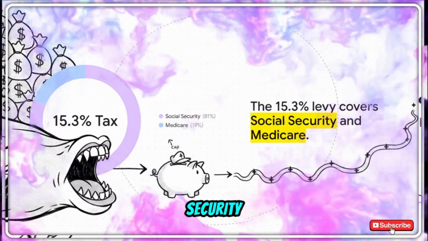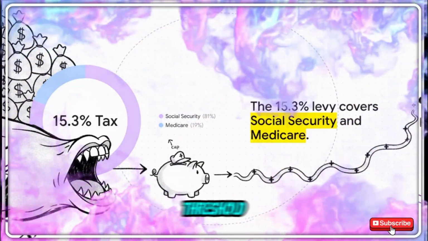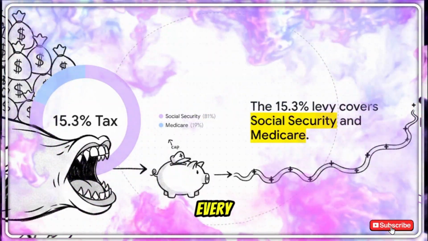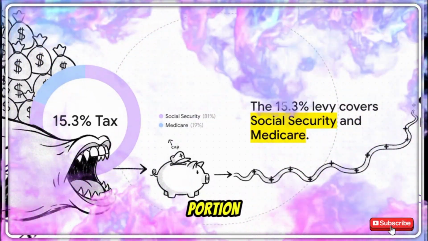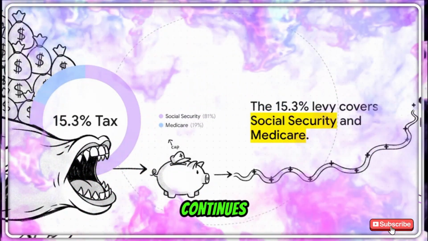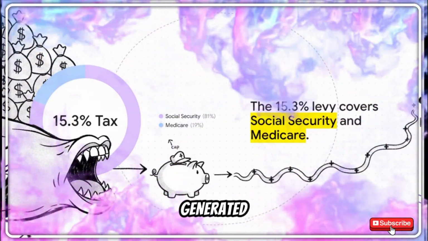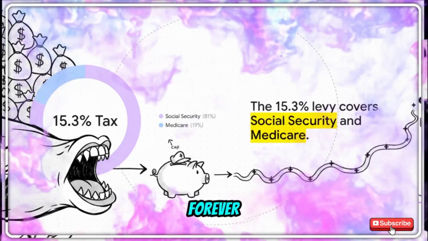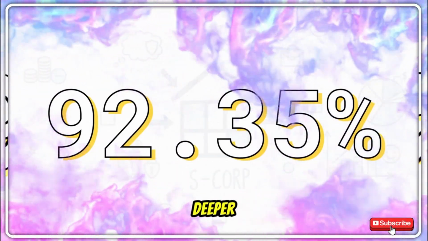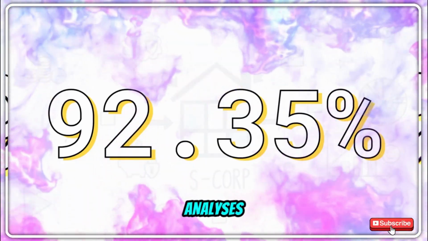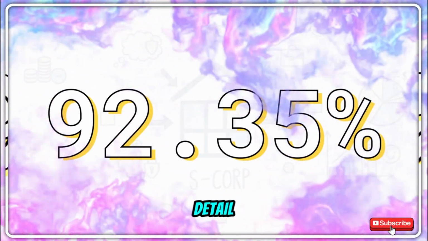Now, the Social Security portion does eventually cap out once you hit a certain high income threshold set by the IRS every year. However, that 2.9% Medicare portion, that never stops. It continues indefinitely, applied to every single dollar of net profit generated within this default structure, forever scaling right alongside your success. Diving a little deeper into the mechanics, financial analyses reveal a totally non-obvious but absolutely vital detail.